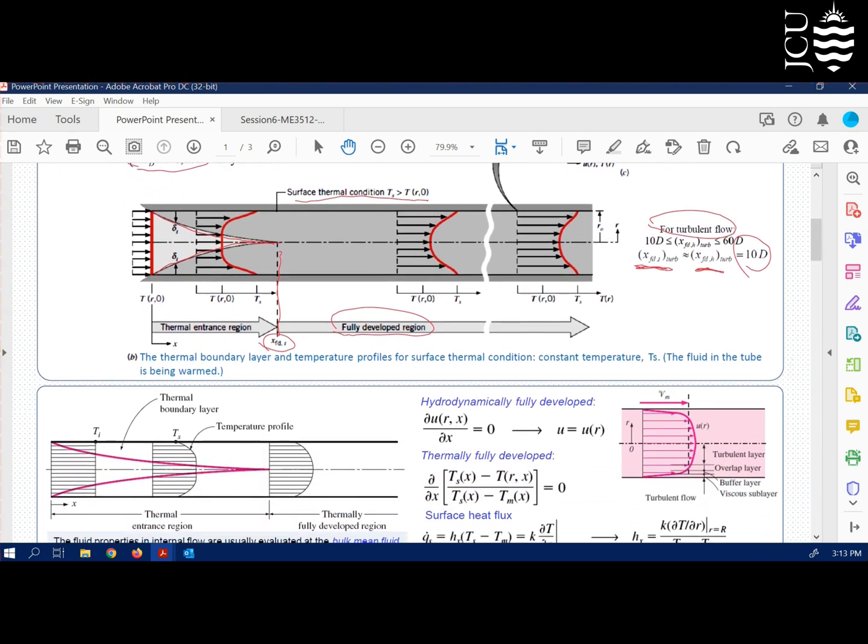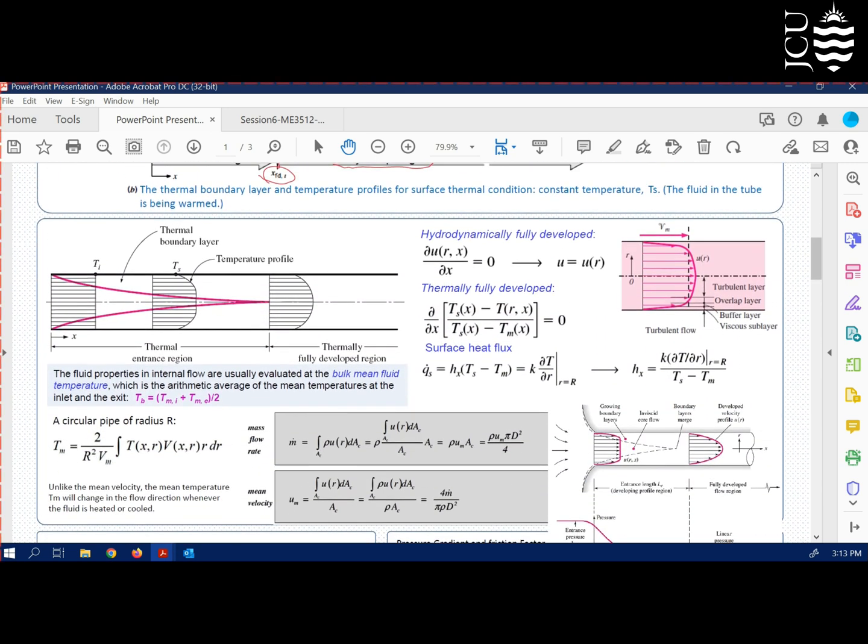Okay, then we talked a little bit about mean or average temperature, and I extracted the formula for this, because as you can see, we have a temperature profile, but when we do the calculation, we prefer to have one temperature to represent the temperature of the fluid at that specific cross section. So we extracted some formulas, and if you are interested, please go back to the lecture notes.